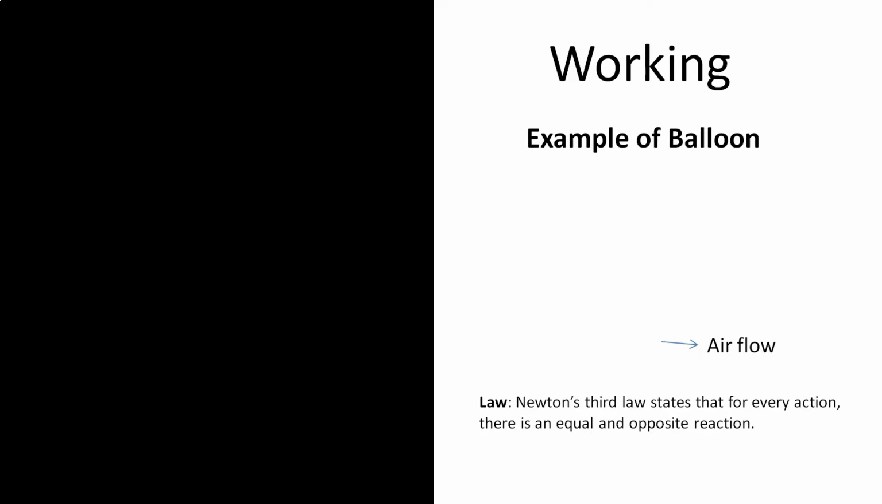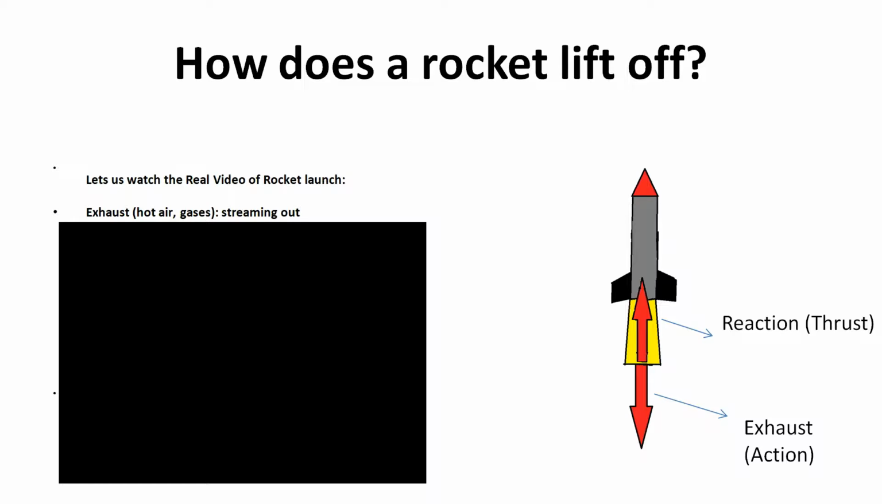This movement of air is the action, and this movement of balloon is the reaction. This is basically Newton's third law, which states that for every action there is an equal and opposite reaction. This is the law behind how rockets work. Now we will discuss how a rocket lifts off.